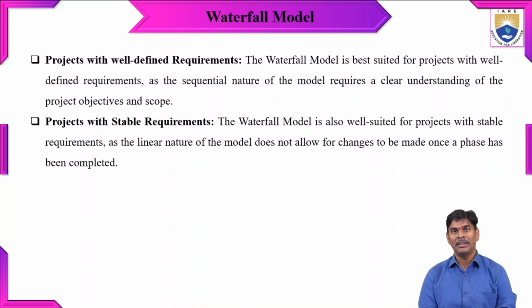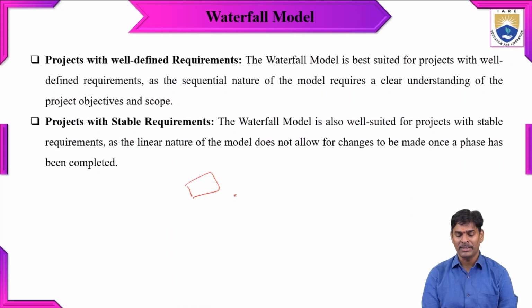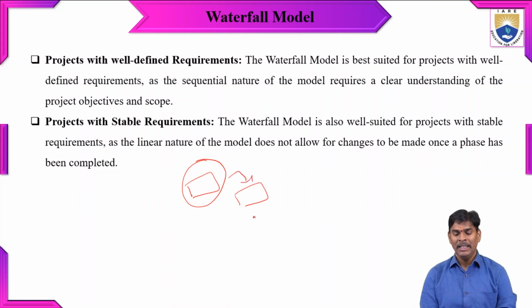And the next one is projects with stable requirements. The waterfall model is well suited for projects with stable requirements, because the linear nature of the model does not allow changes once a phase has been completed. We have discussed already that phase one has to be completed, and only then does it move to the next phase. If it's not completed, the remaining phases stay in the waiting stage. It means the requirements are stable.